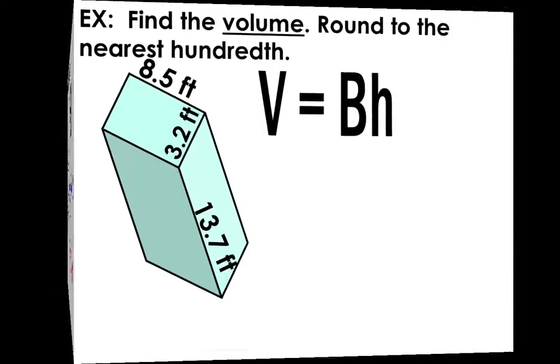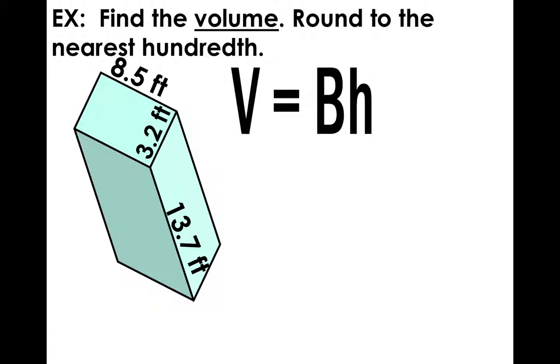All right, let's look at the next one. It says find the volume, round to the nearest hundredth. Well, notice we have another prism right here. And when we look at this particular figure, our base is actually a rectangle, right? And since our base is a rectangle, once again, I'll come over here and label my base as a rectangle. And we know what the formula for the area of a rectangle is.